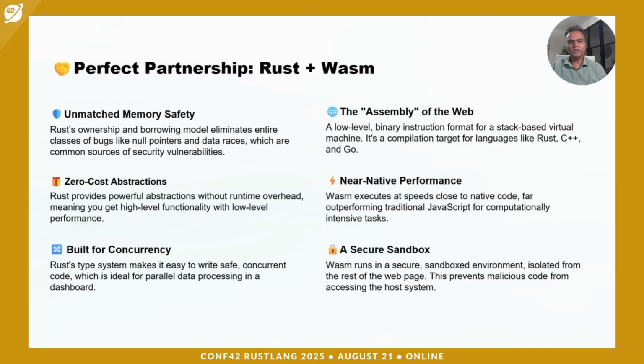Now let's take a moment to understand what WebAssembly is because it's the bridge that brings Rust's power to the browser. WebAssembly isn't a new programming language, it's a compilation target. Think of it as the assembly language of the web. WASM is a low level binary format for a stack based virtual machine. It's what you compile languages like Rust, C, or Go into. WASM runs at speeds that are almost as fast as native code, which is a massive performance jump for computation heavy tasks compared to traditional JavaScript.